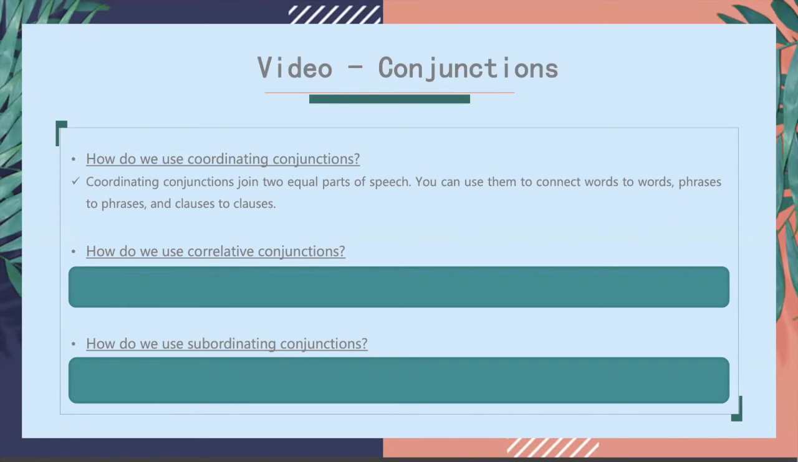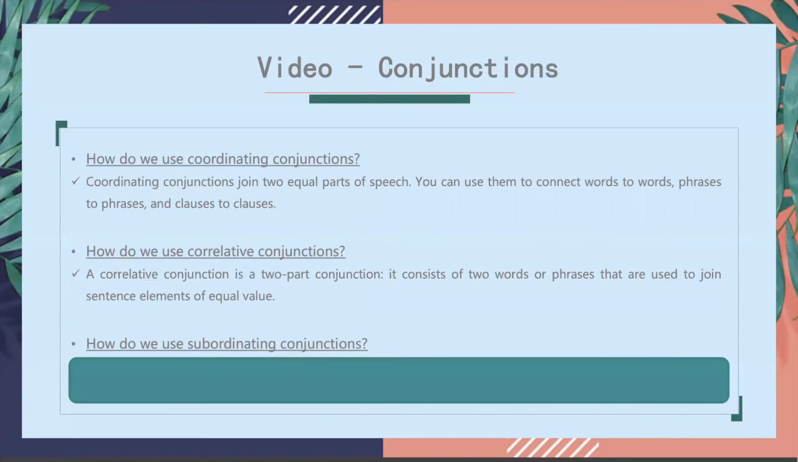Question number 2. How do we use correlative conjunctions? A correlative conjunction is a 2-part conjunction. It consists of 2 words or phrases that are used to join sentence elements of equal value. For example, both, and; not only, but also.